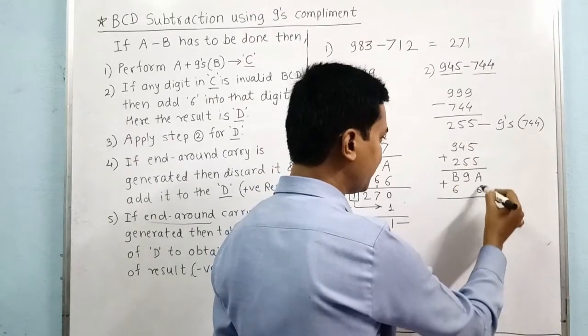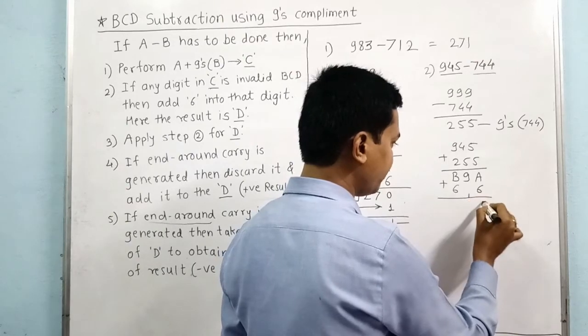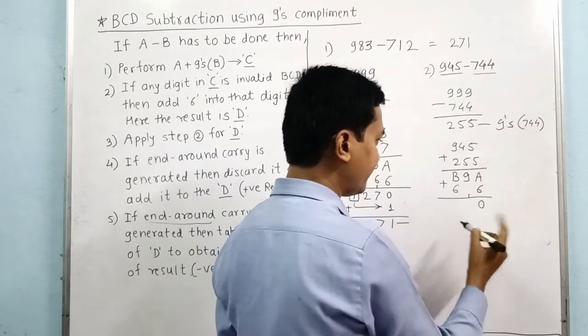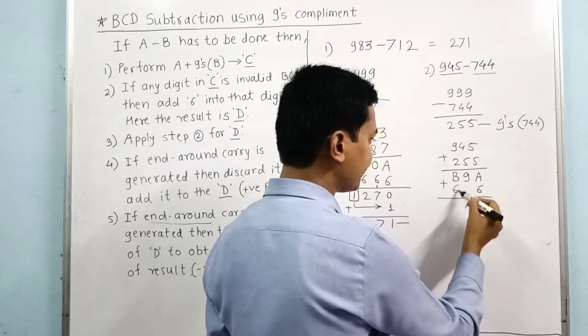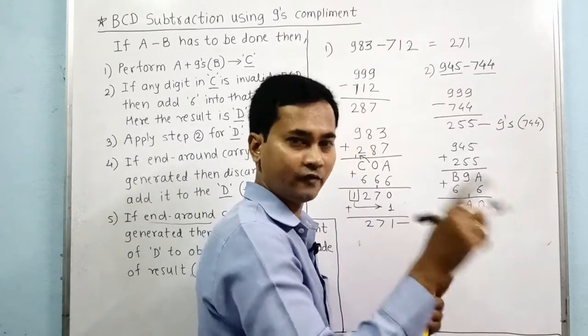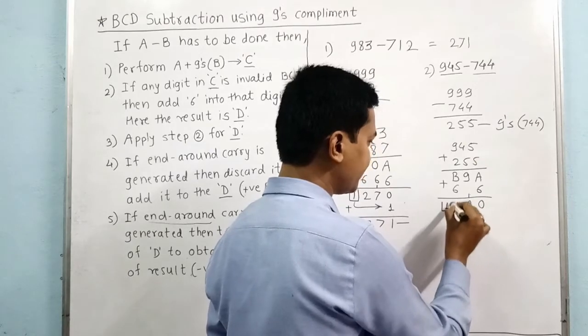Okay, so 10 plus 6 is 16, 16 means 10 in hexadecimal, 1 carry 1 and summation is 0. 9 plus 1 is 10, 10 means again A. Then 11 plus 6 is 17, 17 in hexadecimal is 1 1. So here end around carry is generated.